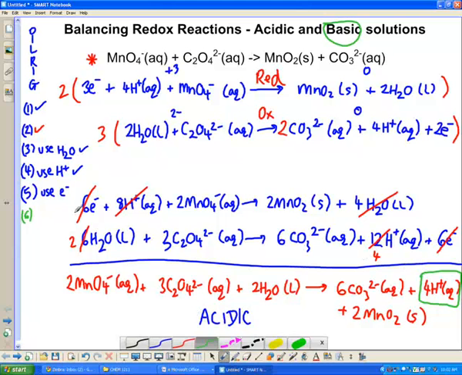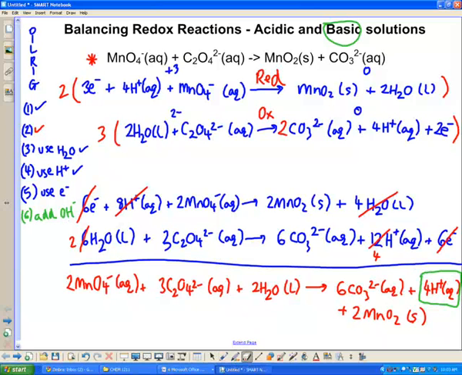We need to add OH minus ions. We add enough OH minus ions to neutralize all the H plus. But the thing that's different about adding OH minus ions is that we add them to both sides of the equation. All right. And we'll actually go through this on the next slide. In fact, we can probably just do it here, just to save going on to another page.